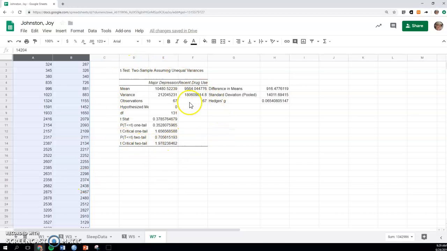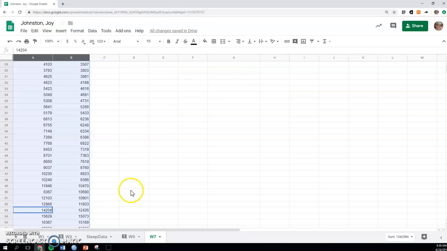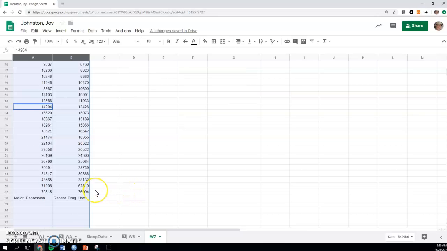Okay, so the t-test output is done correctly here and all of the calculations are correct. The problem is the test itself that's being run here. It's not really helpful. We're testing: is the average number of people who are depressed different from the average number of people who use drugs? It doesn't really show us any relationship between the two.